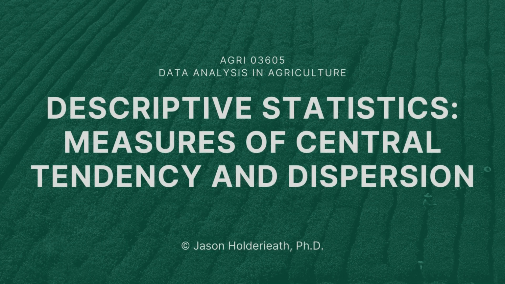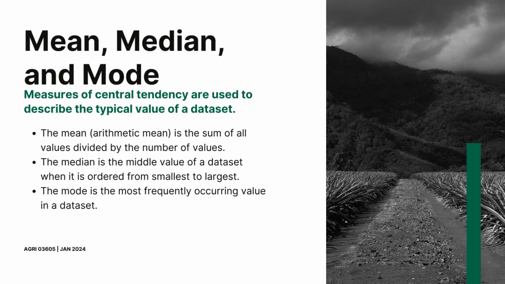Second unit is over descriptive statistics. In this unit, we cover measures of central tendency and dispersion. Measures of central tendency are used to describe the typical value of a data set or a population. The mean is the sum of all values divided by the number of values.